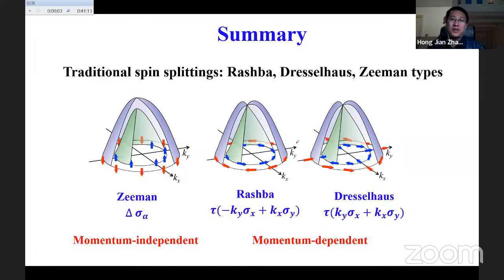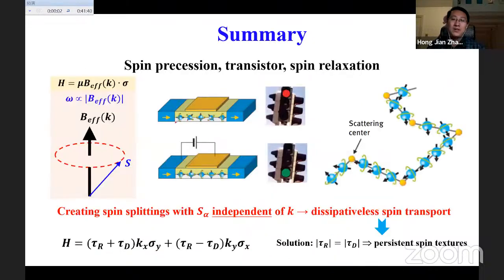To finish my talk, let me make a short summary. In this talk, we have introduced three traditional spin splittings. The Rashba and Dresselhaus spin splitting occur in ferroelectric or piezoelectric materials, and the Zeeman-type spin splitting occurs in ferromagnetic materials. Normally, the Zeeman spin splitting is momentum independent, while the Rashba and Dresselhaus spin splitting is momentum dependent. We also showed some concepts regarding spin precession. In materials, there is an effective magnetic field. Because of that, the electronic spin will precess around this effective field.